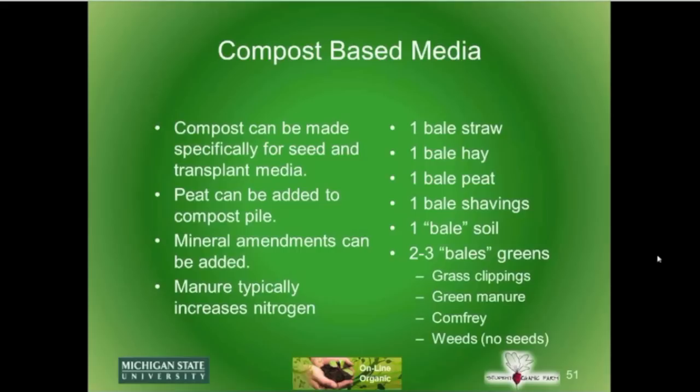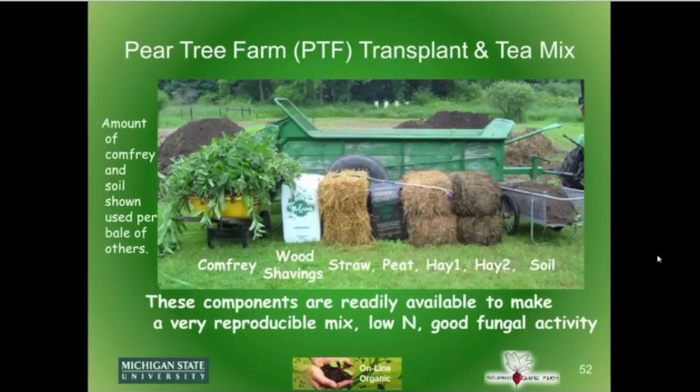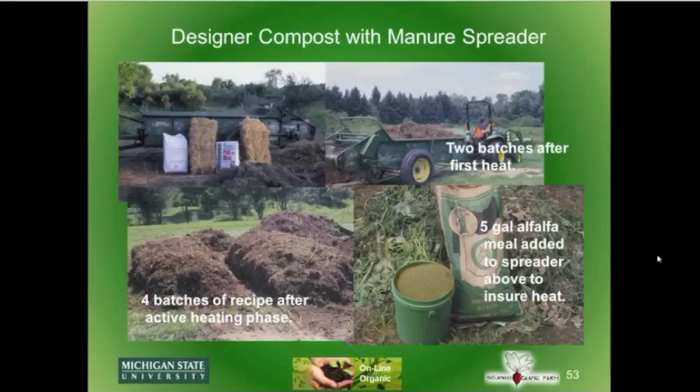But this is a recipe, this idea of taking straw and hay and peat and shavings, something that's available pretty much anywhere in the United States, and making a mix. I just want to go through and show you some examples of how we've done this. In the beginning, we started taking these materials and layering them in a manure spreader. We included an equal part, or 1/7 part soil, also in the mix to help with inoculating with beneficial organisms and to provide cation exchange capacity.